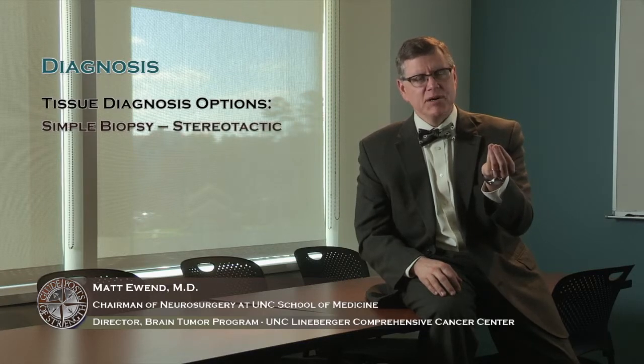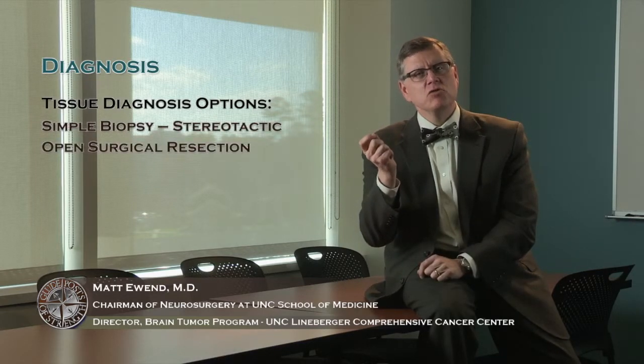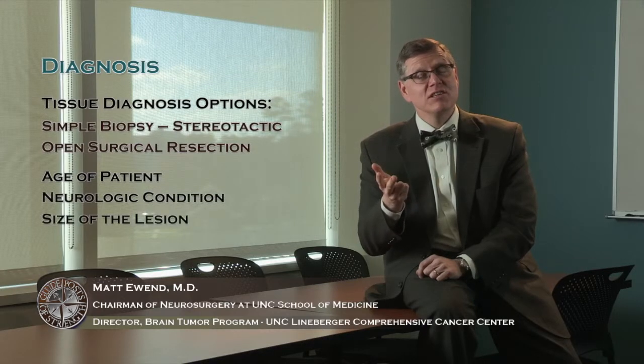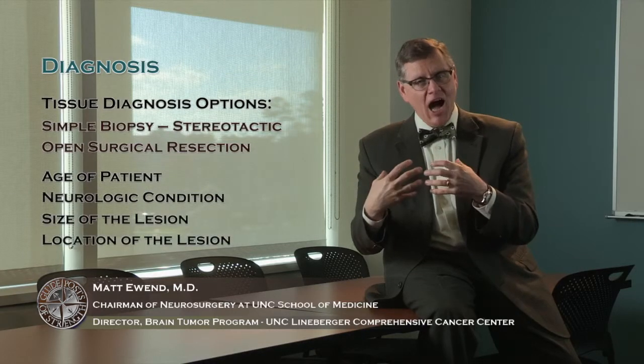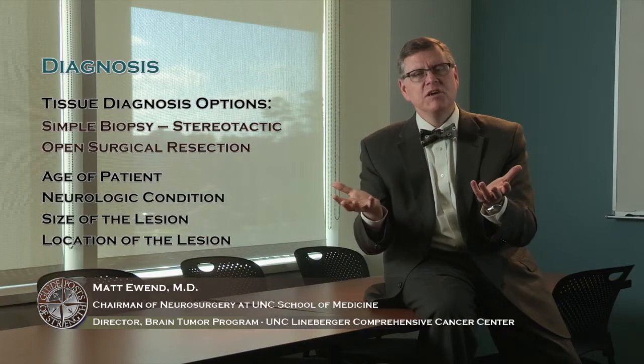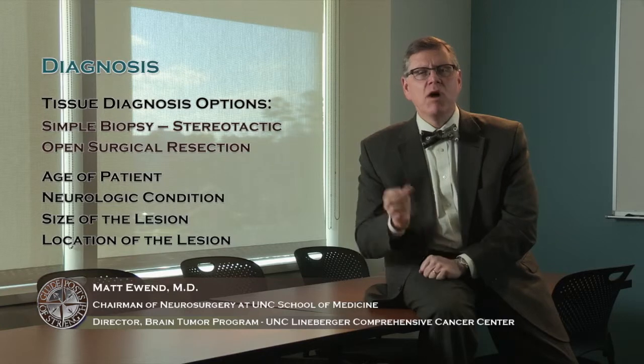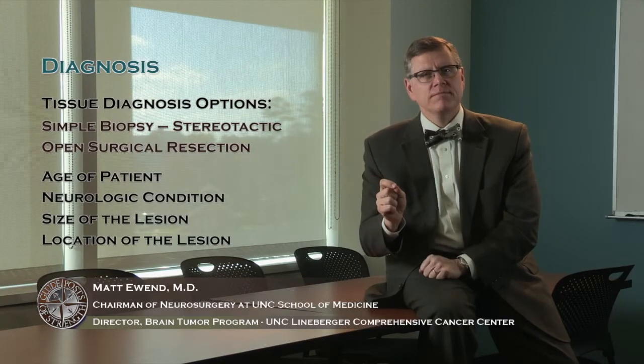When a patient is diagnosed with a mass in the brain and comes to meet a neurosurgeon, there's usually a recommendation to get a tissue diagnosis. This can be done one of two ways. The first is a simple biopsy, which is sometimes called a stereotactic biopsy, and the second is an open surgical resection of the lesion. Depending on the particular case, the age of the patient, their neurologic condition, the size of the lesion, and the location of the lesion, I might recommend to the patient either a biopsy or an open surgery. Let's talk a little bit about each of those and when we might recommend one over the other.